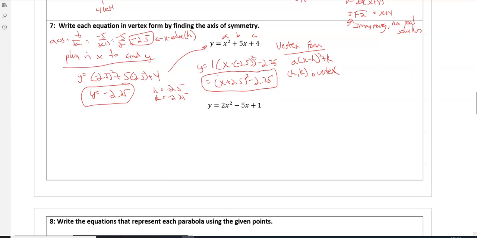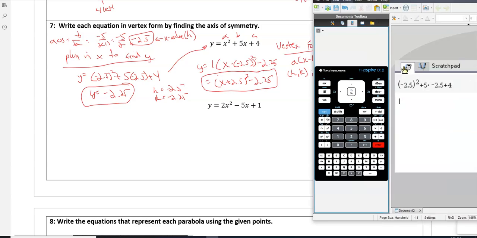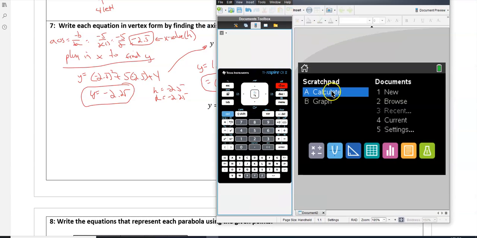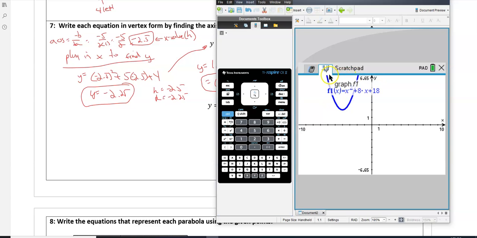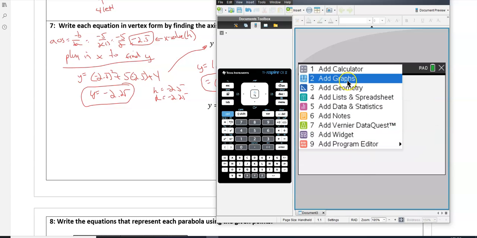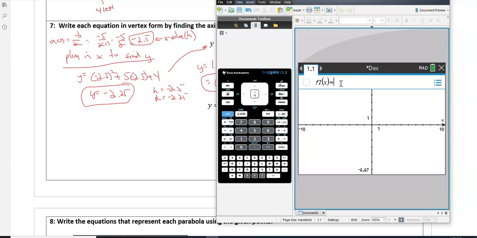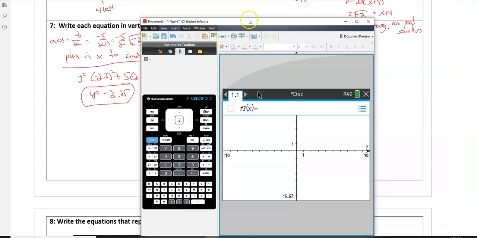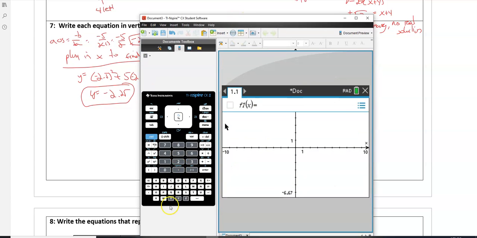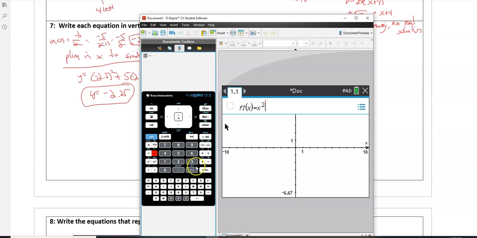Now you also could have got this vertex by doing it in the calculator, so I'll show you that. I'm going to do a new graph real quick. Let's do a new one, new document. All right, so let's put this equation in the calculator. X squared plus 5x plus 4.